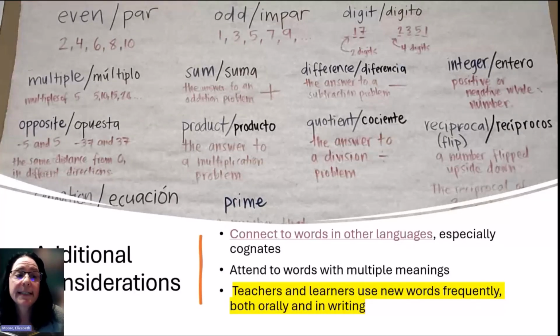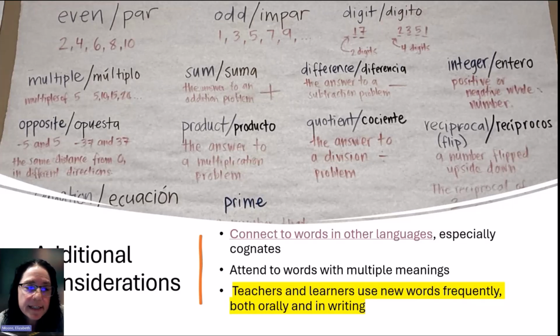There are some important additional considerations that we want to talk about. And the first is connecting to words in other languages, especially cognates. We want to celebrate linguistic and cultural diversity in our classrooms. We can do this by explicitly including words from students' home languages. Cognates can be particularly helpful, words that are very similar in other languages, which happens frequently in Spanish. And we want to be careful not to ignore students whose home language is not Spanish.